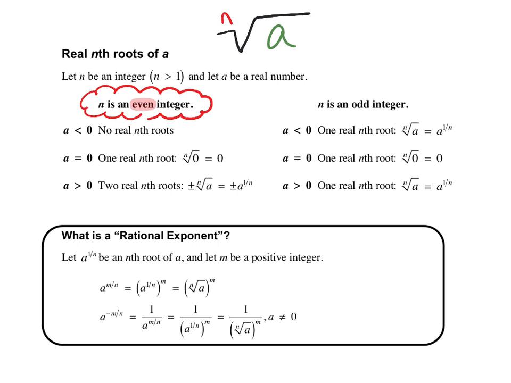What is an example of an even number? 2. What else? Anything multiplied by 2. 2, 4, 6, 8, 10. All of those are even roots or even powers. Then you're going to follow these rules right here. So these are the rules for evens.